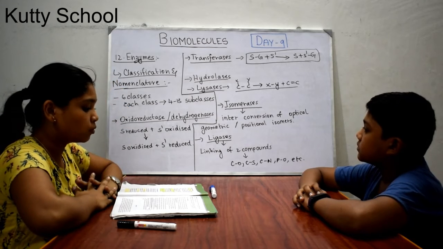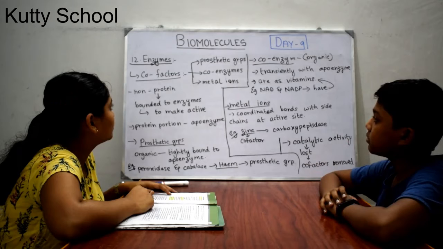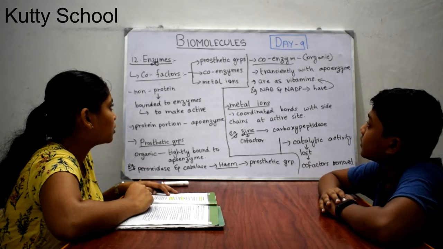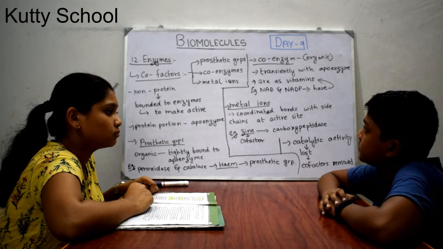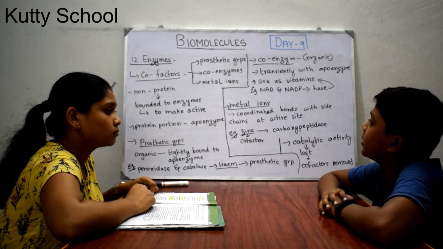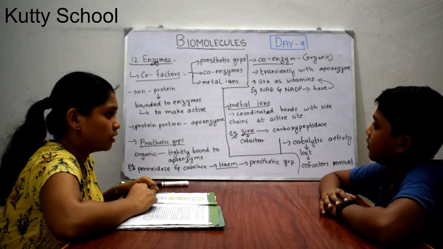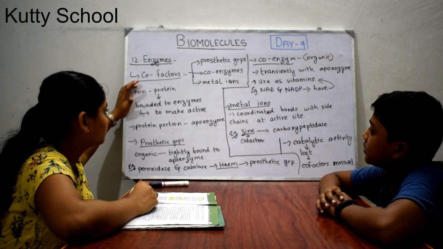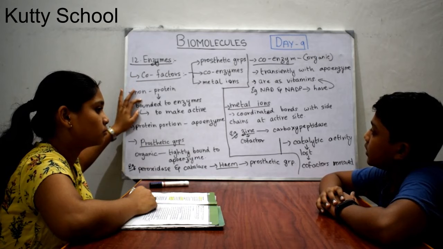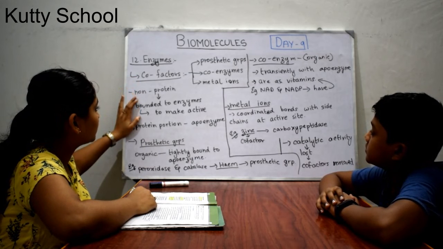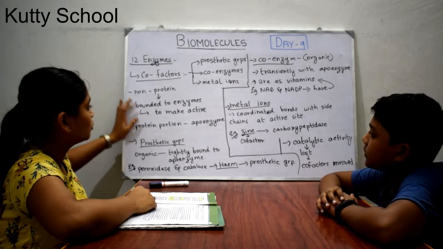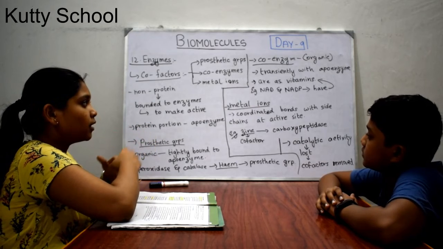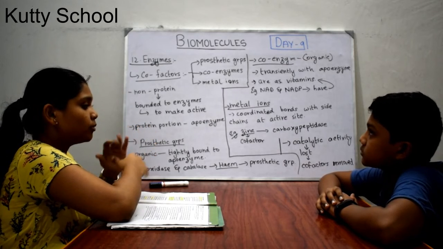So next we go to cofactors under enzymes. Okay. We discuss cofactors. Do you know what cofactors are? Factors that help the process. Yes. So these cofactors are non-protein components which are bound to enzymes to make them active. If these cofactors are bound to the enzyme, then the enzyme will be more active.